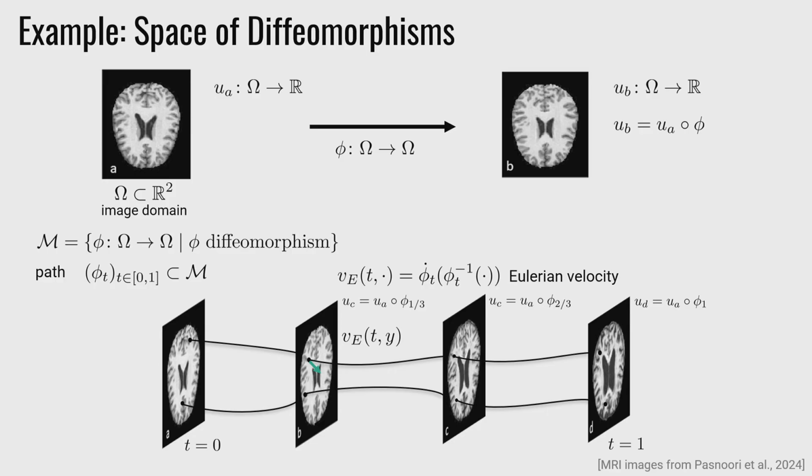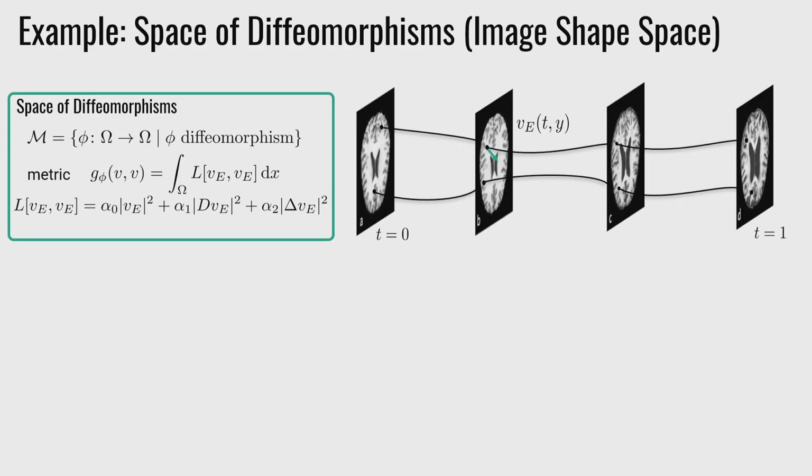And for this, you consider the Eulerian velocity. So this is just telling you at each time point exactly where the pixel is moving. And you take a similar metric there. So now, similar to the Sobolev case, you just take a weighted sum over derivatives of your metric. So you have the L2 term, and then you have first and second derivatives. And this gives you now a metric to measure for a path on this diffeomorphism space, how much transformation they are actually causing.